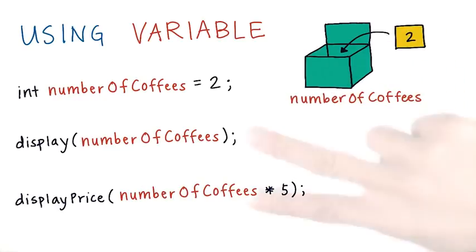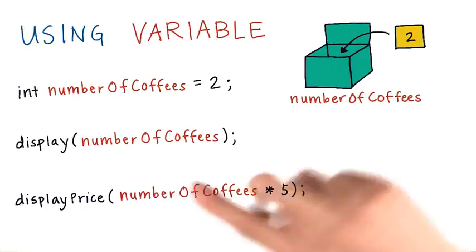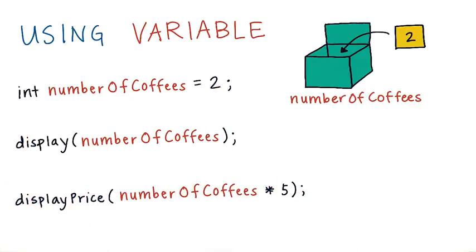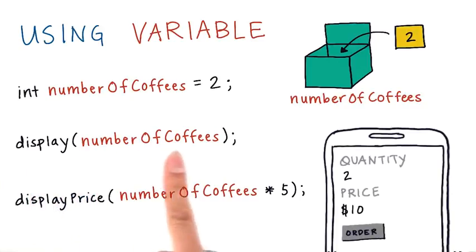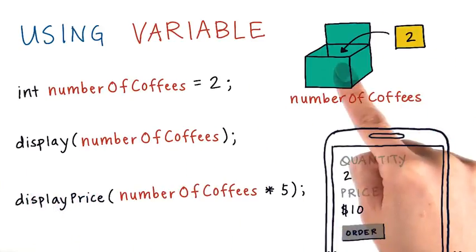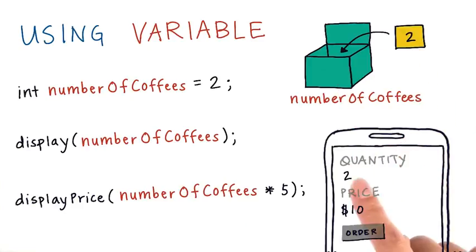variable box. These next 2 lines use the variable that we created on the first line in order to update the screen. So we can display the number of coffees, which involves looking at that variable and checking the value inside, which is 2, so we show 2 here. And then to display the price, we look at the value of the variable numberOfCoffees, which has 2 inside, and so we say 2 times 5 equals 10, and so the price is $10.